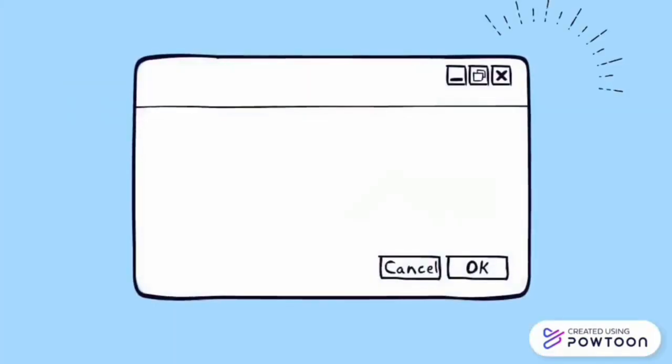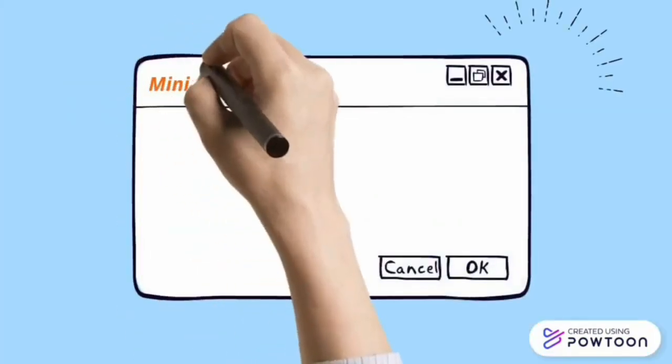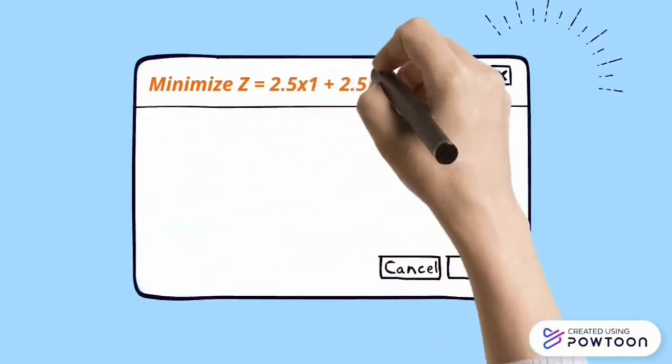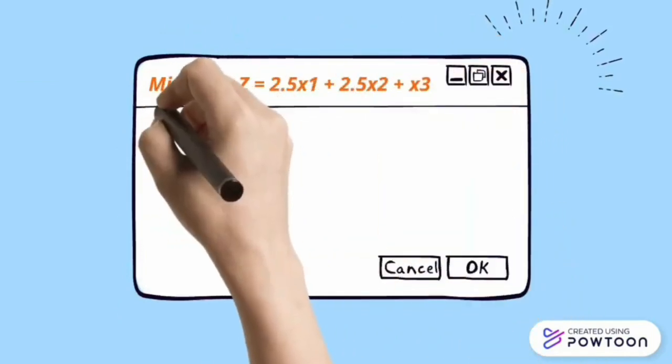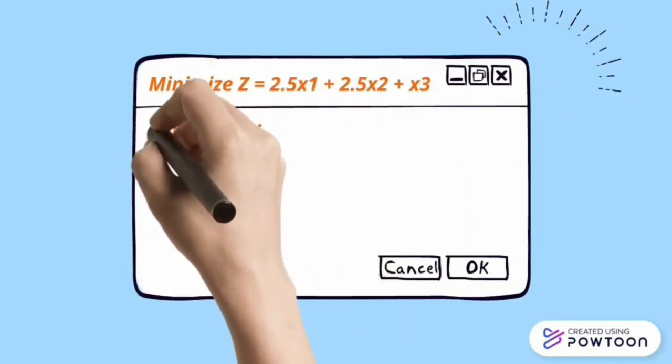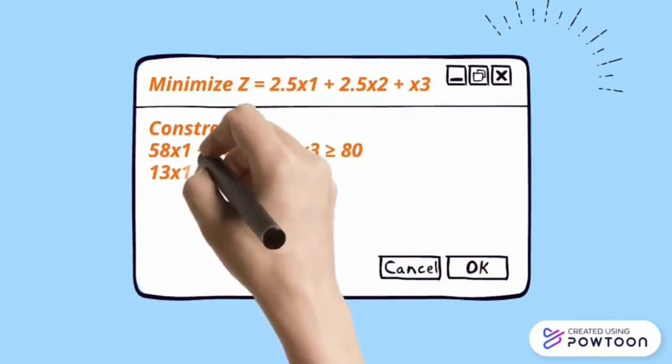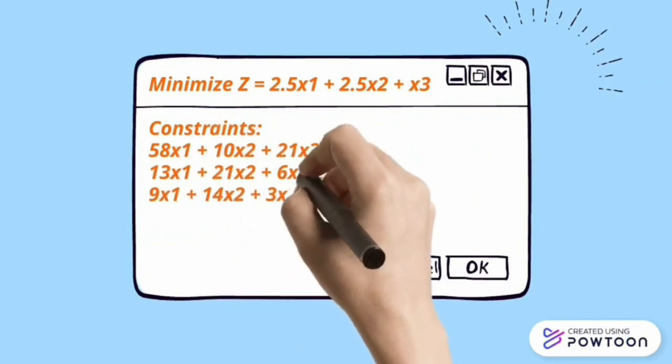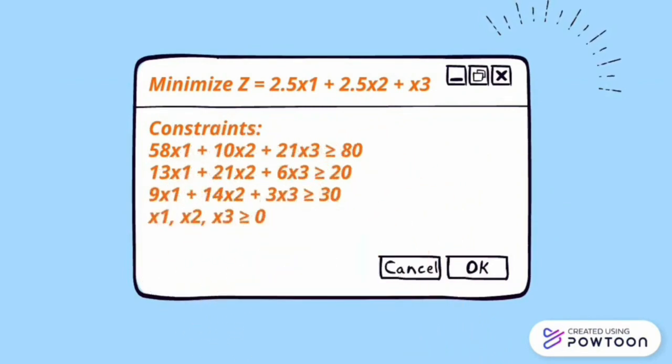So, from this set, we can get the objective as minimize Z = 2.5x1 + 2.5x2 + x3. For constraints, we have three: carbohydrate, fat and protein. For carbohydrate, we have 58x1 + 10x2 + 21x3 ≥ 80.